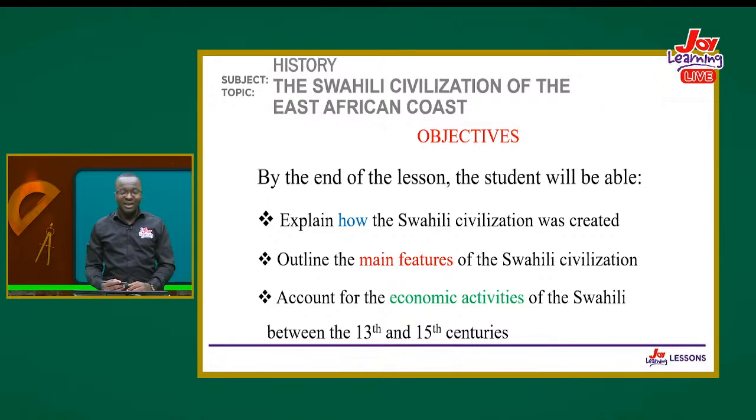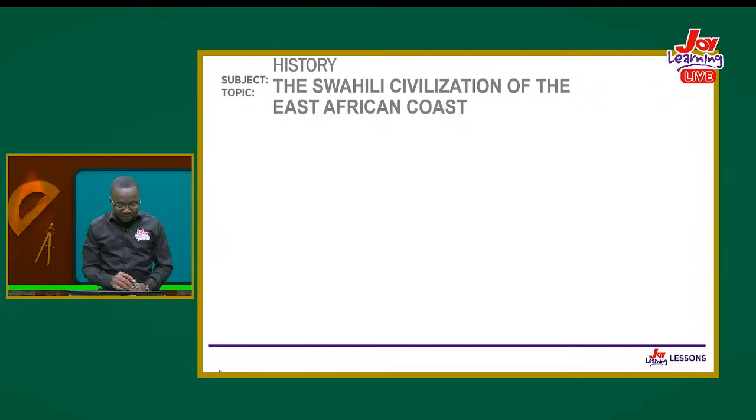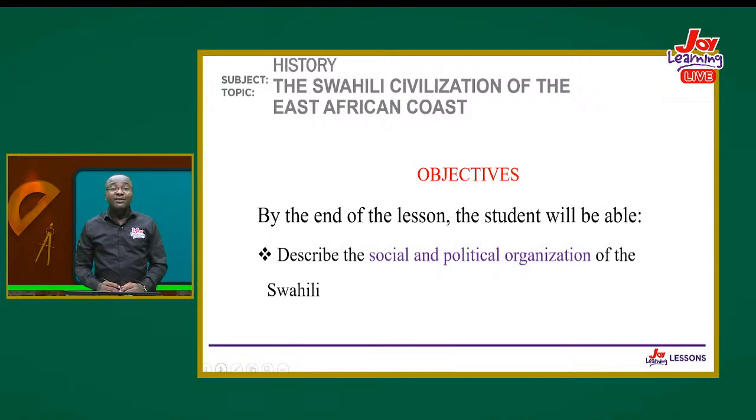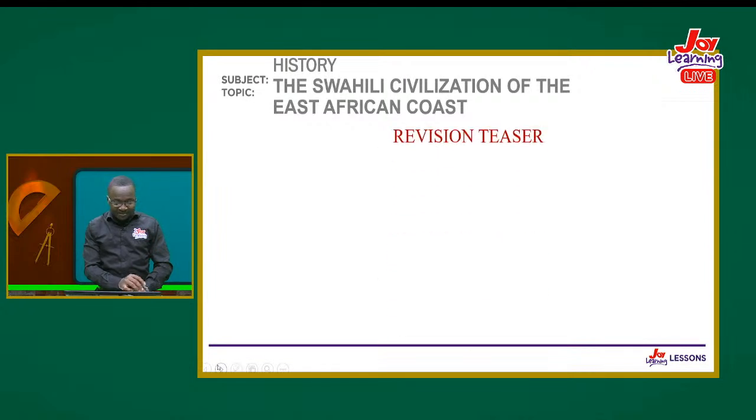And so we should be able to outline or discuss the various economic activities that were undertaken by the people of the East African coast. We would also do well so that by the end of the lesson, again, the student will be able to describe the social and political organization of the Swahili. By that, we'll be looking at socially, how were they organized? How did they relate with each other? And also, we look at their political organization in terms of management of the territory. Who was responsible for what? And how did they go about doing it? So I believe at this point, you are ready.